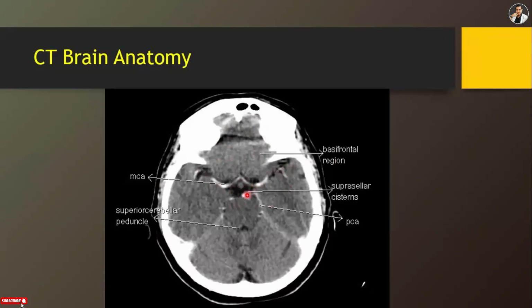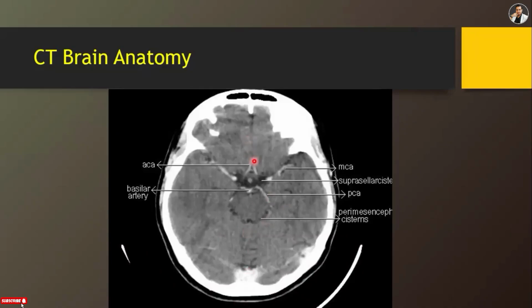And the suprasellar cistern. This is the place where the sella is. This is the suprasellar cistern. Here, there is fluid. This is the posterior communicating artery. This artery here is the posterior cerebral artery. This is the superior cerebellar peduncle.